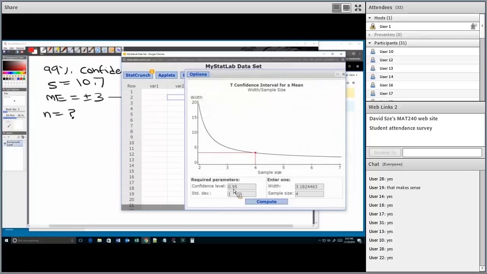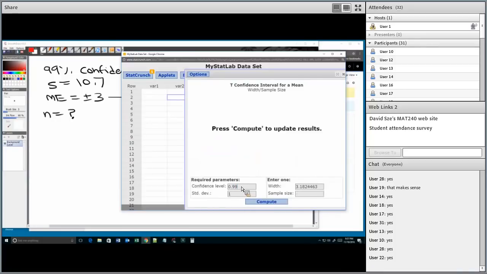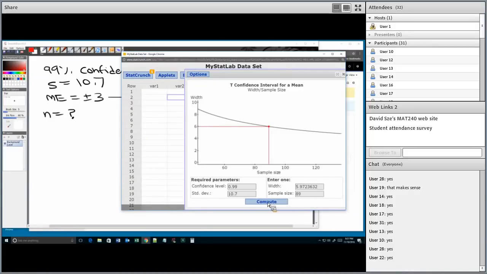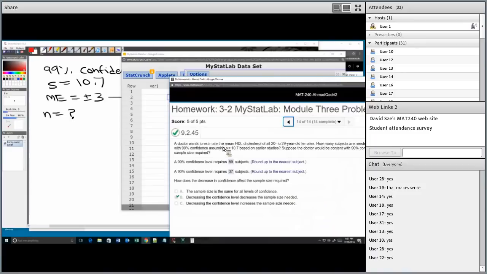All right, so now I want my confidence level to be 0.99, 99%. Standard deviation given is 10.7. The width is 6. Remember I said the width is 6 because the margin of error is plus or minus 3. The total width therefore is 6. And I can find my sample size. If I hit compute, it finds my sample size. It says the sample size should be 89. That is the correct answer for this problem.